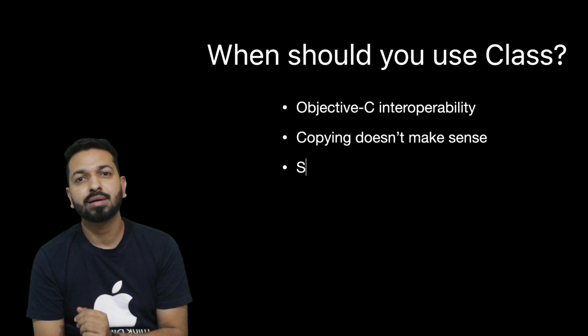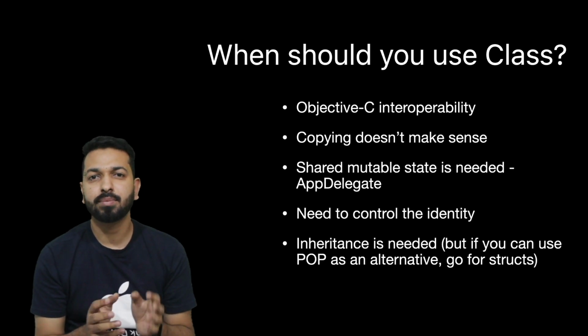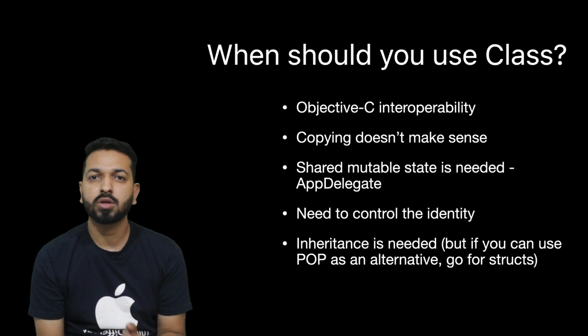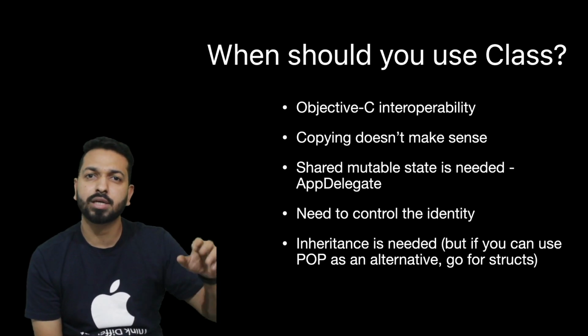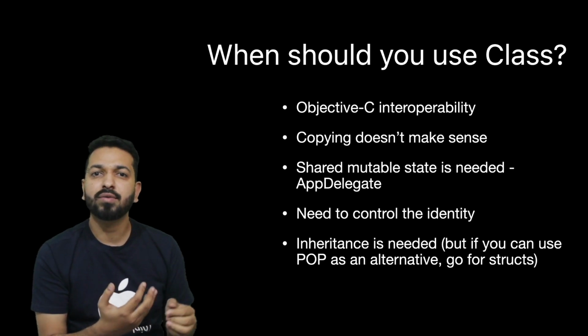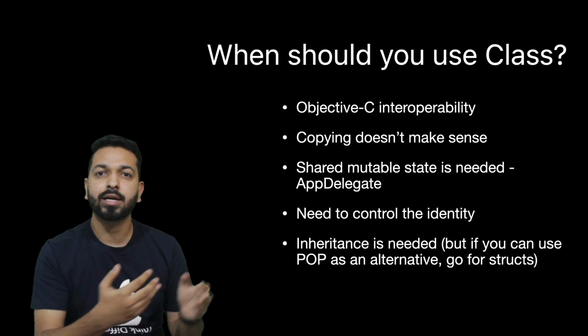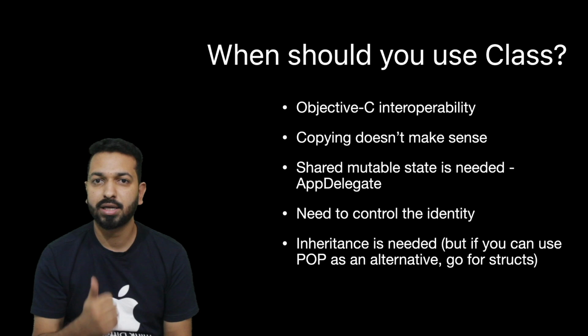The first point is Objective-C interoperability. If you need to deal with some code that is written in Objective-C, you will have to use class. This is because Objective-C did not have struct, it only had class. Everything was a subclass of NSObject, the topmost object was NSObject. So everything was a class, everything was a reference type, and when you need interoperability between Objective-C and Swift, you will have to use class. So that is the first point.